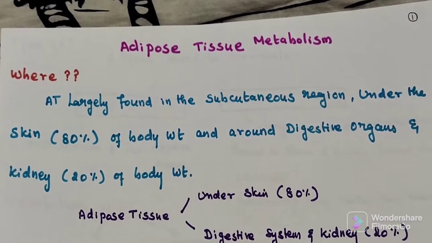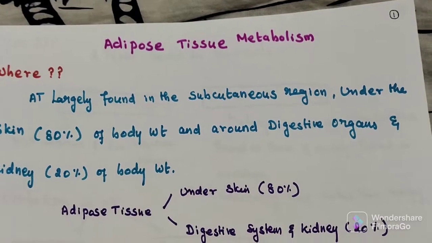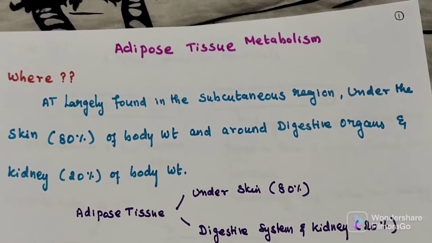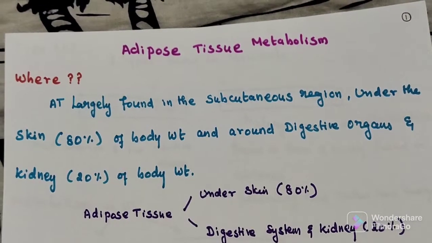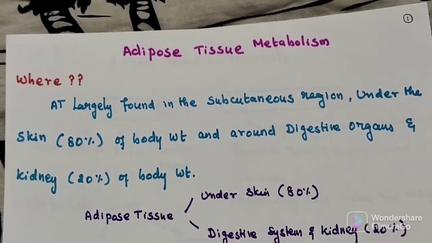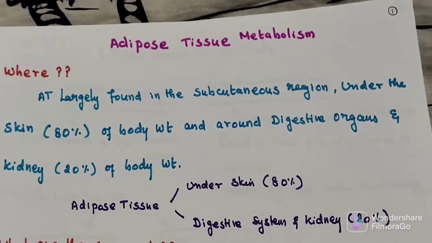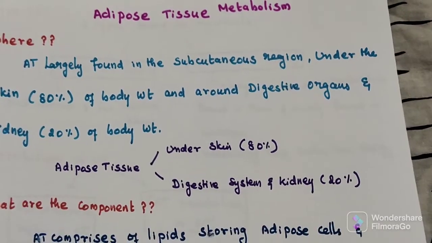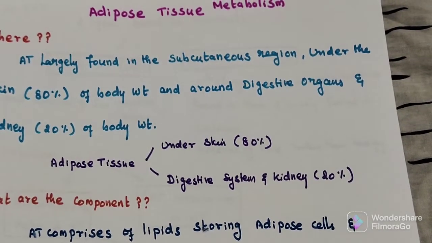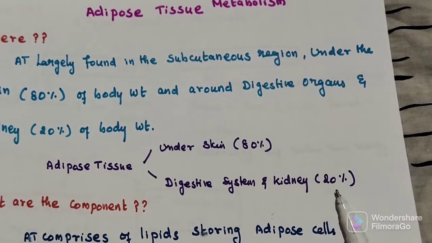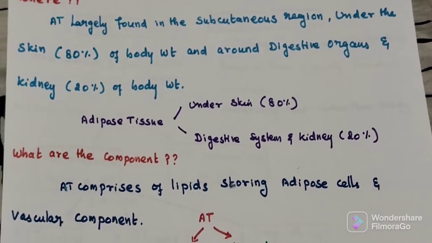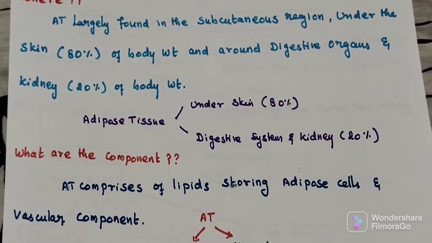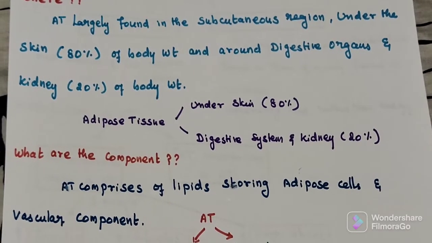The adipose tissue around digestive organs like the stomach and intestine, including the kidney, comprises 20% of body weight. Under the skin 80%, under the digestive system and kidney 20%. So it is found all over the body.